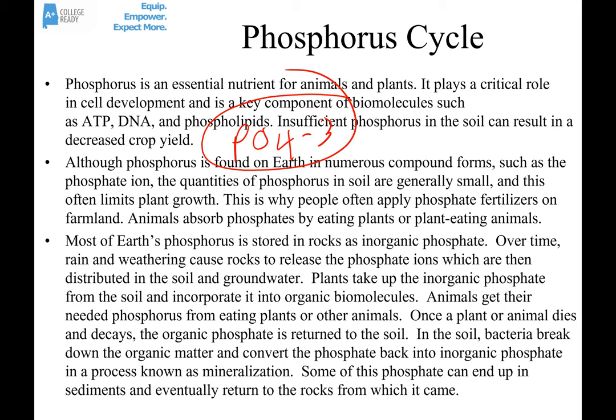Once a plant or animal dies and decays, the organic phosphate is returned to the soil, and in the soil, bacteria break down that organic matter and convert the organic phosphate back into inorganic phosphate. That process is called mineralization. Some of this phosphate can end up in the sediments and can be pushed down and ultimately turned back into rock form, where the cycle starts over again.